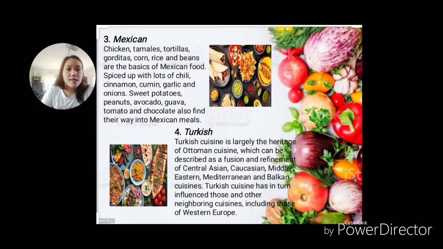Turkish cuisine is largely the heritage of Ottoman cuisine, which can be described as a fusion and refinement of Central Asian, Caucasian, Middle Eastern, Mediterranean, and Balkan cuisines. Turkish cuisine has in turn influenced those and other neighbors' cuisines, including those of Western Europe.